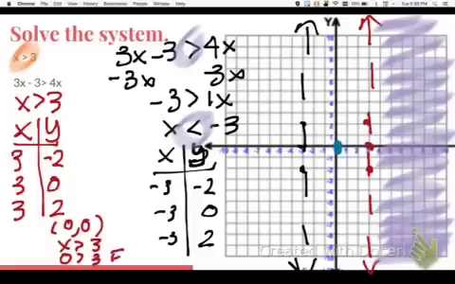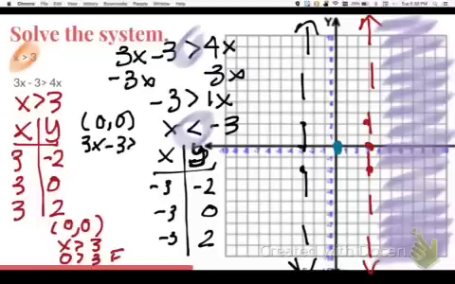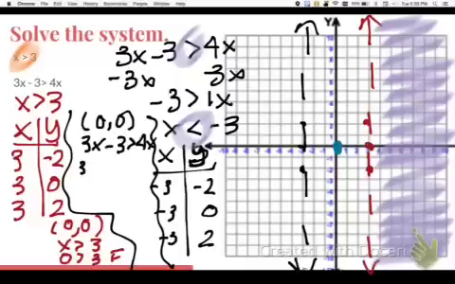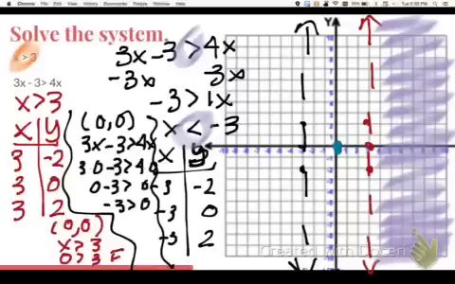Again, I'm going to use my test point 0, 0 here. So I'm going to put my work right over here. I'm running out of room. 0, 0. So I need to substitute it into 3x minus 3. Is that greater than 4x? My apologies here for not having a lot of room. So 3 times 0 minus 3. Is that greater than 4 times 0? So 0 minus 3. Is that greater than 0? Is negative 3 greater than 0? That's false. So I'll go ahead and shade the half plane that is on the opposite side of 0, 0. So it will be shading away.